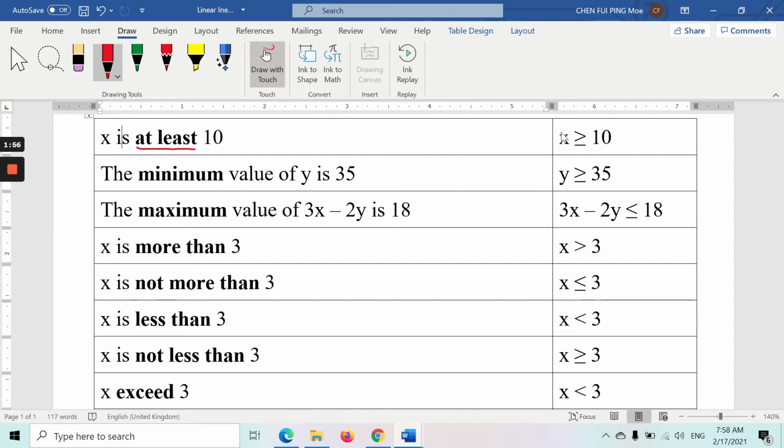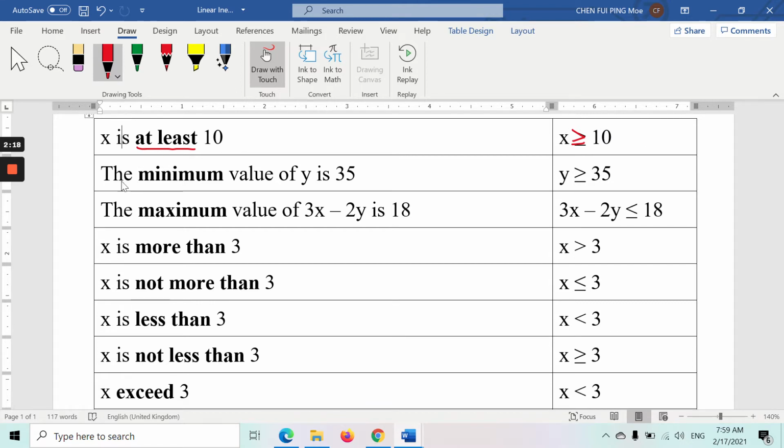So x is at least 10. When you see at least, you need to put greater equal. X 至少要10以上. So 10, 11, 12 and so on. So x 大过等于10. X sekurang-kurangnya 10. So x mesti paling kecil ialah 10. And then you can have 11, 12 and so on.